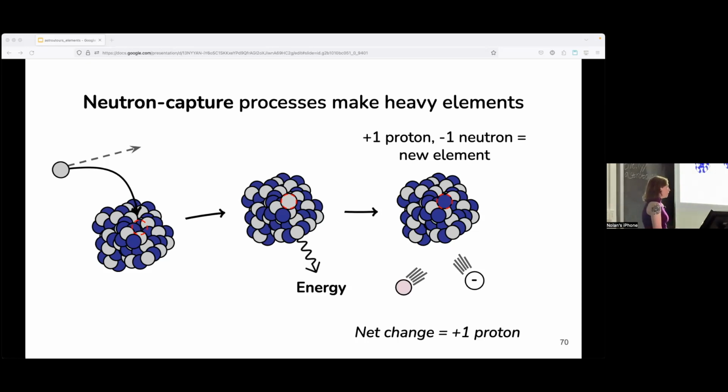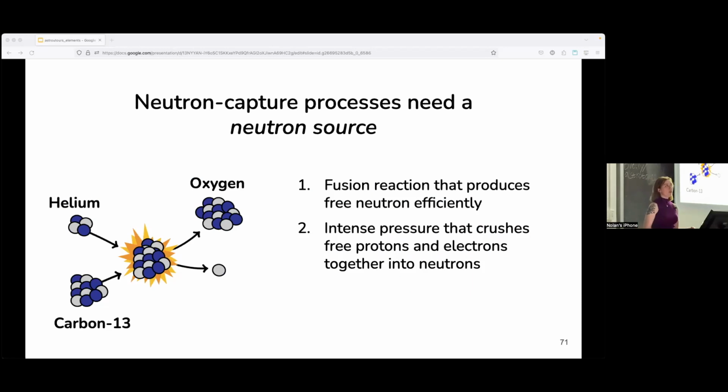There are two problems with this simple picture. The first is that there's no guarantee that that nucleus is stable either. And the second is that stars don't just have neutrons floating around. Neutrons are unstable on their own, so they're almost always bound up in other nuclei. They're not just like out and about during hydrogen fusion. So we need some sort of neutron source. We need a way to generate free neutrons that can be like available and ready to use for this process.